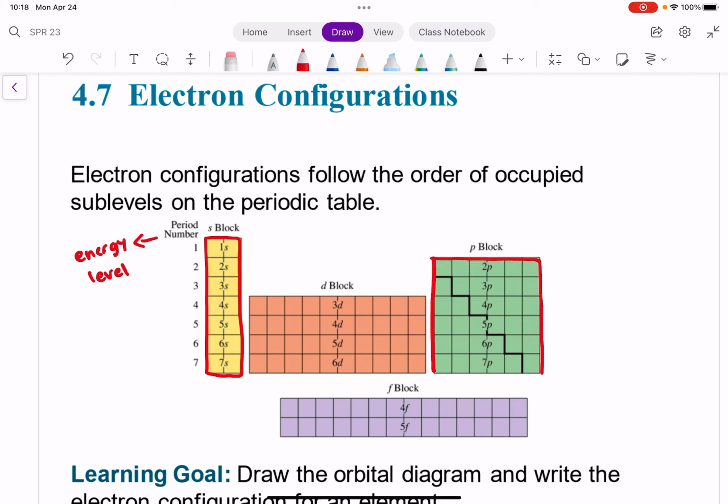And remember, generally speaking, and there are exceptions, your S is lower in energy than your P, which is lower in energy than your D, which is lower in energy than your F, okay? We'll talk about what the exceptions are, because sometimes once you get to this period here, period 4, the filling is a little bit different, okay?